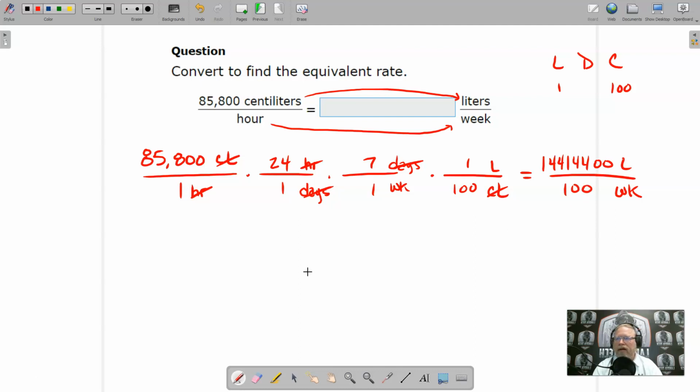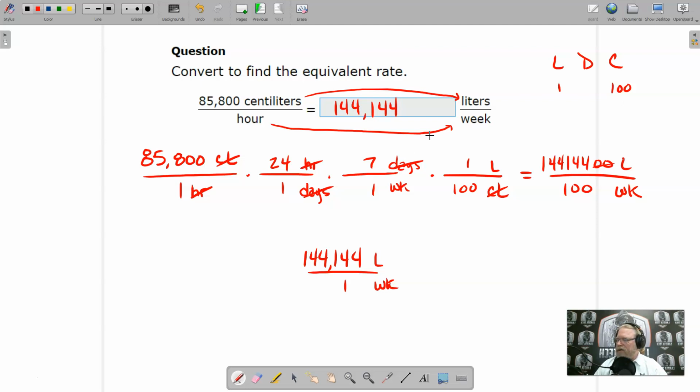Now to get to a unit rate of liters in a week, I need to divide both numbers by the denominator, 100. 100 divided by 100 is 1. And here, dividing this number by 100 is going to be easy. I just knock those 2 zeros off. So I end up with 1,441,44. All right, so bump my mic there.